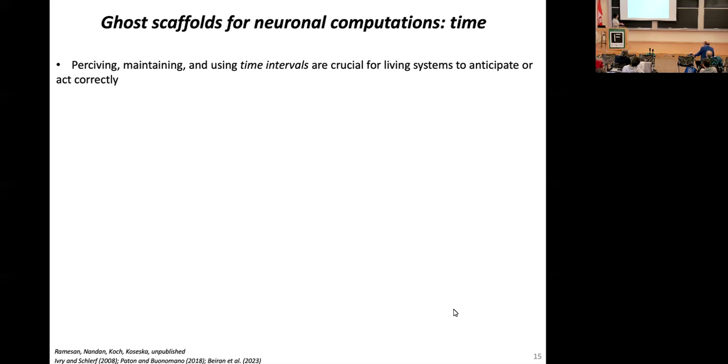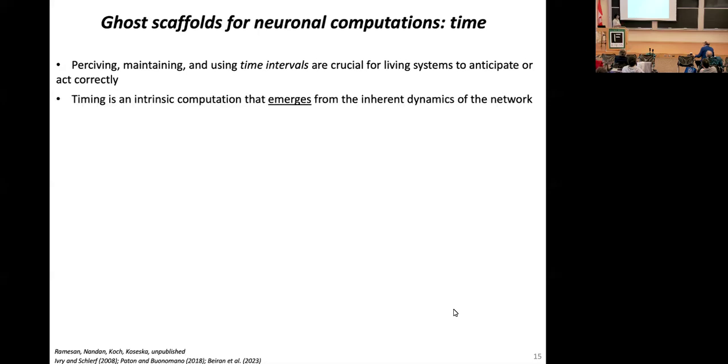So we looked in the literature to see what the description is of how neuronal networks encode or perceive time. What we found in the references is that, of course, this is very important for living systems, but how it is taught in neuroscience is that timing is an intrinsic computation that emerges. So it's not a specific circuit in the brain, but rather an emergent property that comes from the inherent dynamics of the network.